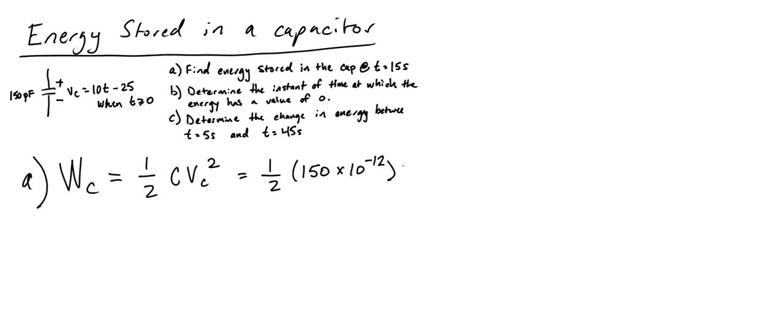Okay, so that was C. Let's do V squared. We know that VC is 10 times T minus 25, so 10. And what's our T here? Well, they want to know what the energy stored is at T equals 15 seconds, so this is 15 minus 25 and squared.